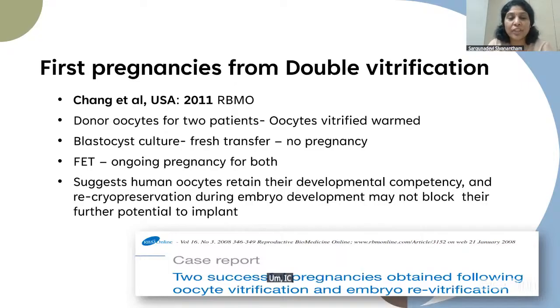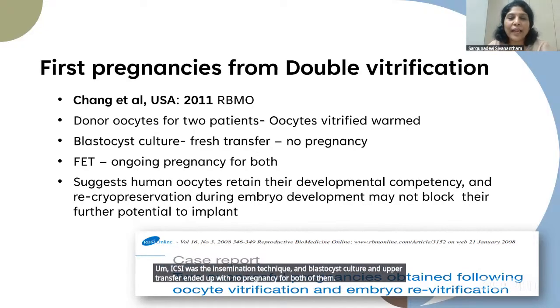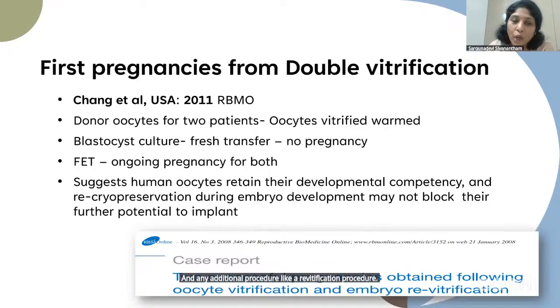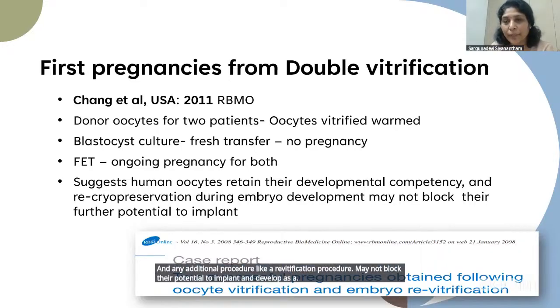ICSI was the insemination technique, and blastocyst culture and a fresh transfer ended up with no pregnancy for both of them. Later, on a frozen embryo transfer, they had vitrified blastocysts transferred, and they had an ongoing pregnancy by the time they reported this. So this suggests that human oocytes retain their developmental competency, and any additional procedure like revitrification may not block their potential to implant and develop as a baby.